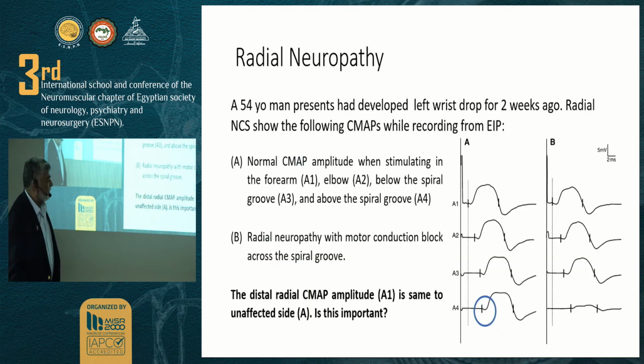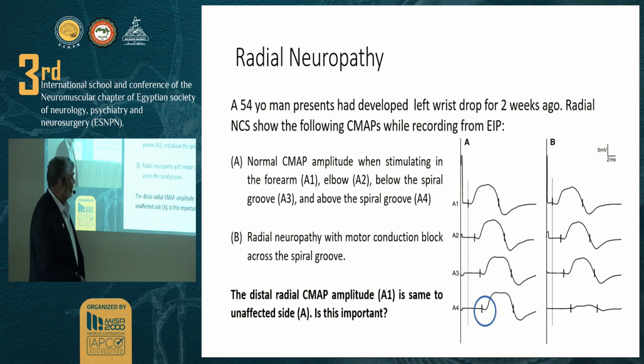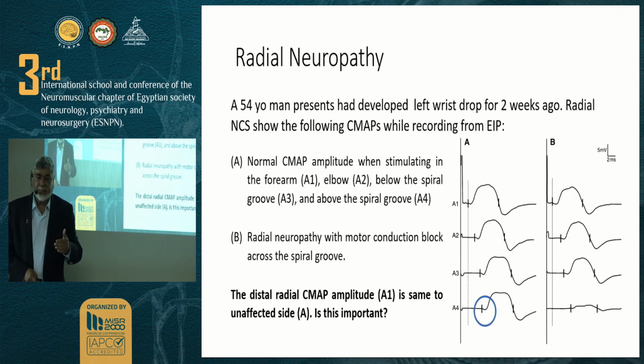Here's a nerve conduction study of a radial nerve. We have done this all day. So here's the radial C-map. Always do side-to-side comparison. As you go above the elbow, on the affected side, you can see a marked drop in amplitude. This is a hallmark of a radial neuropathy.